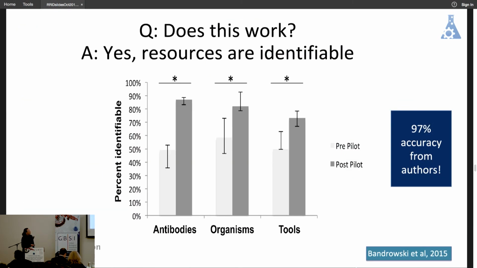And the end of the story is, does this actually work? Well, yes. At least in that pilot phase, 90% were identifiable when you looked at antibodies or organisms or tools versus 50%. And this is looking at the same journals across the study. And what's also on there is that 97% accuracy was achieved by the author. By the author, 97% accuracy, which is amazing.